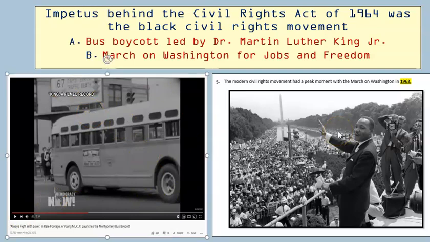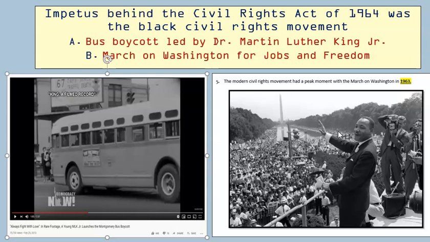So it's important to note that the impetus behind the Civil Rights Act of 64 was the Black Civil Rights Movement. And so you had boycotts being led by Dr. Martin Luther King Jr. One of those was the bus boycott. And so if you click on the Democracy Now! clip underneath the heading, Always Fight with Love, you will see, I believe it's 2 minutes and 37 seconds, something fairly short that will actually show you some footage of that boycott. So I would encourage you to look at it if you would like.